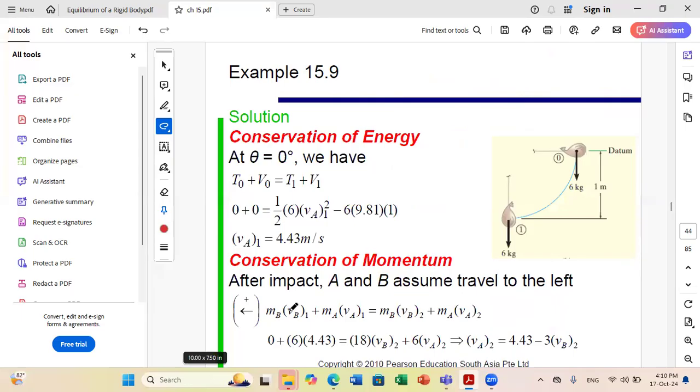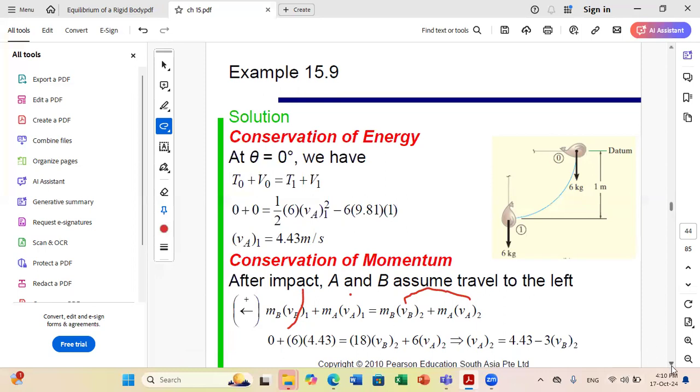is MBVB at state 1 plus MAVA at state 1 equals MBVB at state 2 plus MAVA at state 2. At state 1, the box is at rest, so this is 0. And I calculated VA1 from conservation of mechanical energy. Then I get my first relation between VB2 and VA2. This is equation number 1.